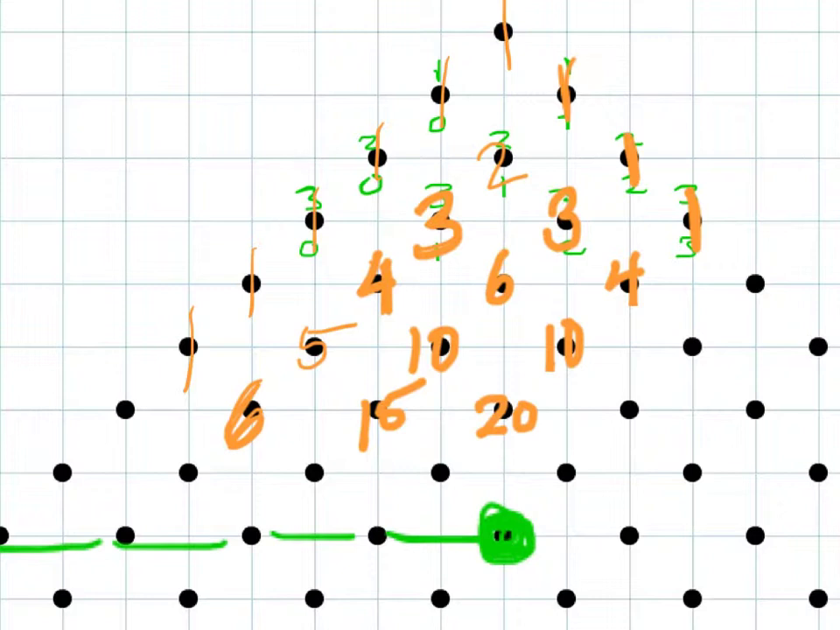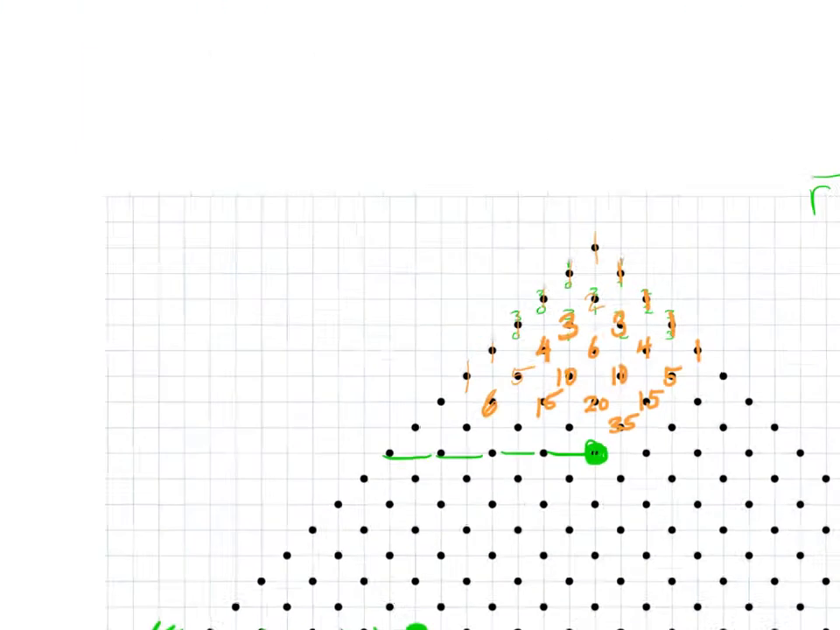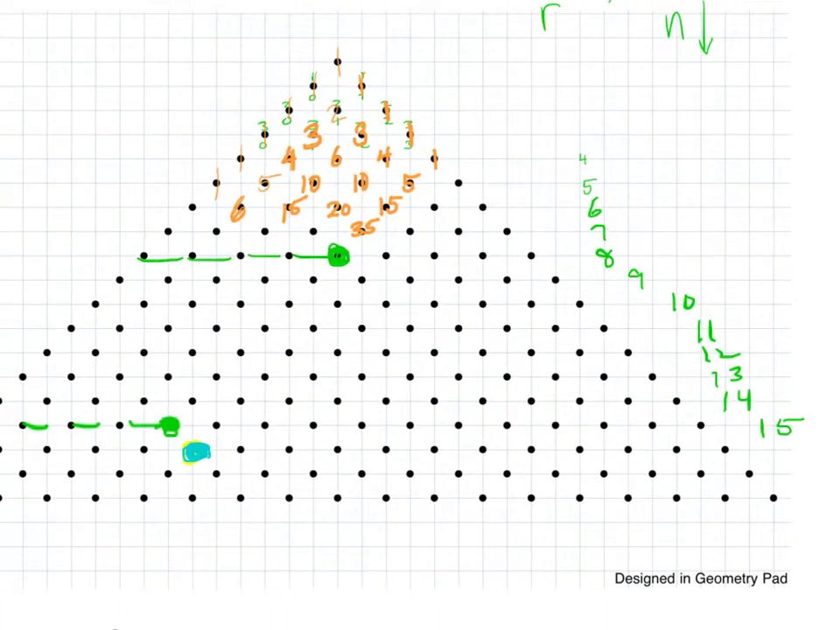So anyway, this is 1, this is 5, 15, 35. So that's an illustration of the hockey stick identity. Okay. How are we going to use it in this particular problem?